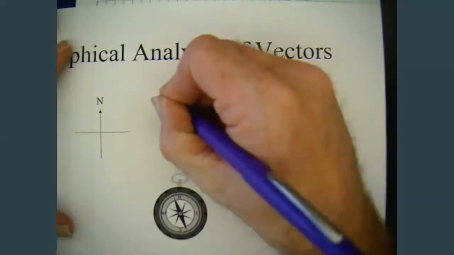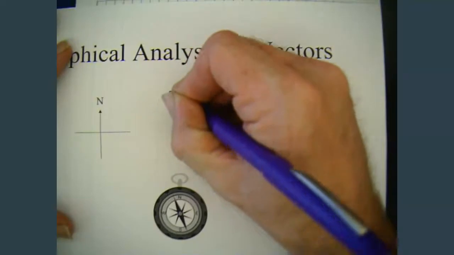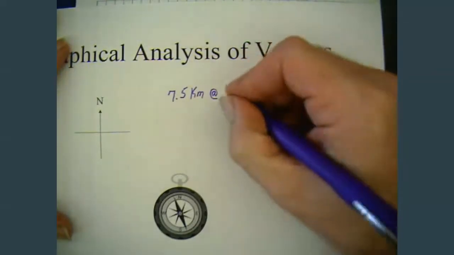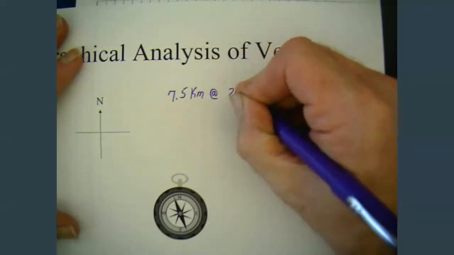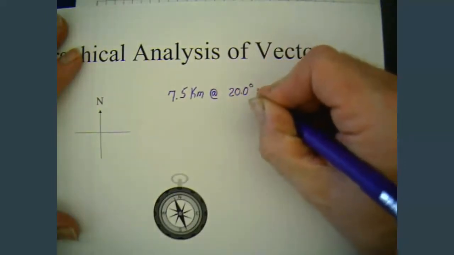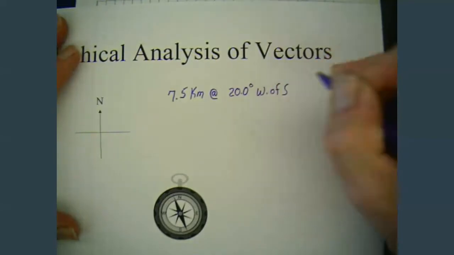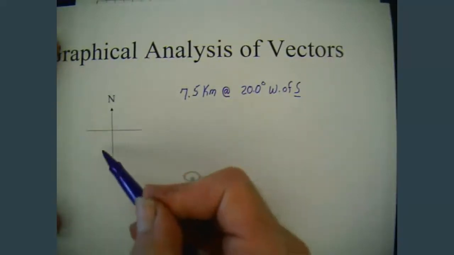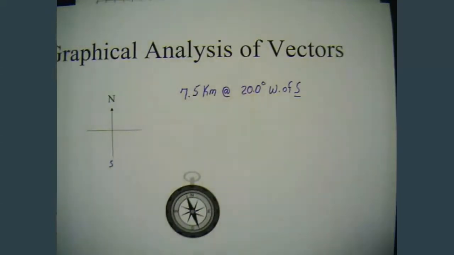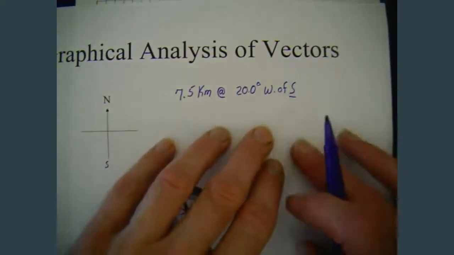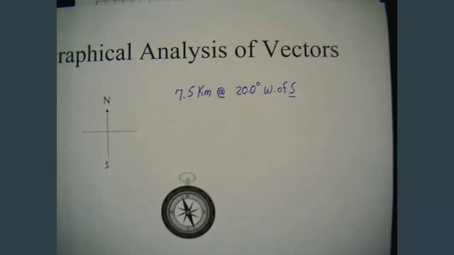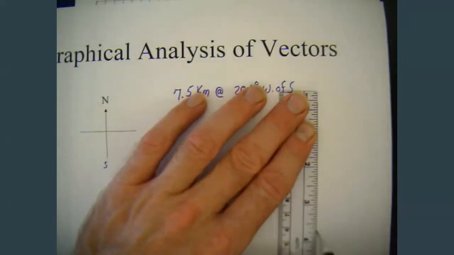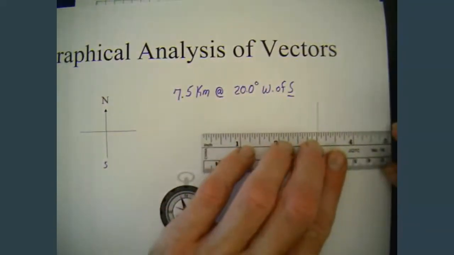So let's say that we are traveling 7.5 kilometers at 20 degrees west of south. Now when we have that, this is our reference direction, which is going to be due south, and we're going to travel 20 degrees west of south. And so I can kind of see underneath here my graph paper, so I'm just going to copy off and draw in my crosshatch lines here, so that way I have my starting point. So there's the north-south line.